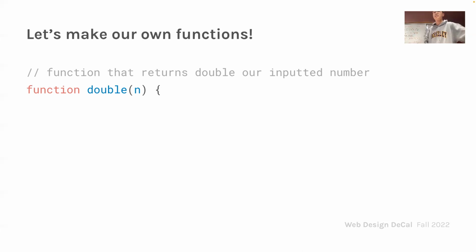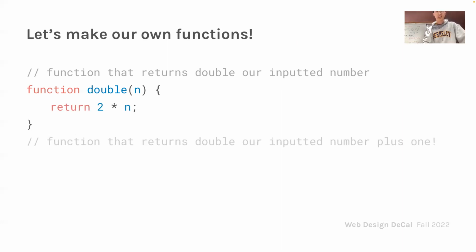Does anyone have any guesses? Yes. So make sure we have our, it's kind of implied, but yeah, return 2 times n. Perfect. And it doesn't really take much more than inspection to see that that works. Make sure you close your function with a curly brace, and that's it.